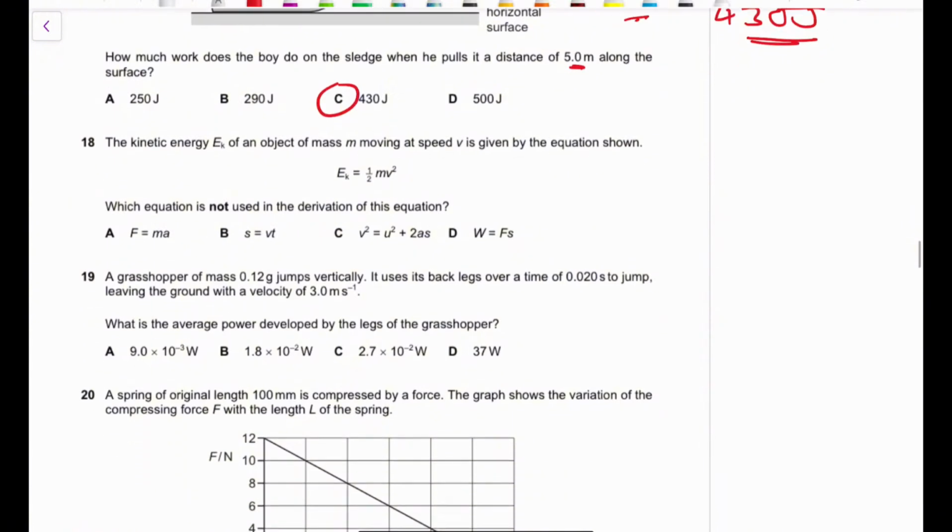Very important. Question 18. The kinetic energy Ek of an object of mass m moving at a speed v is given by this equation. Which equation is not used in the derivation of this equation? What can we do? Well, let's derive the equation, right? And see which equation we didn't use, right? It's that simple.